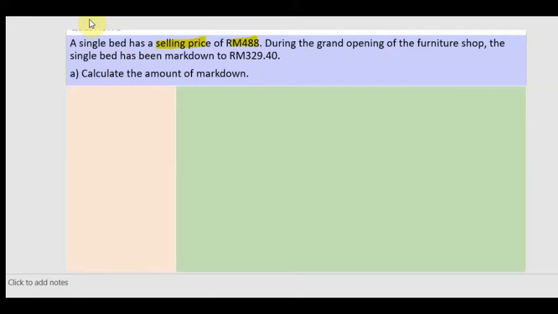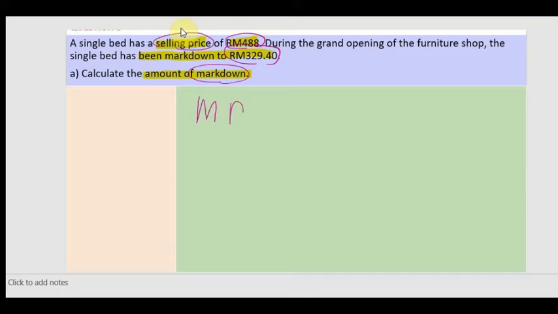During the grand opening of the furniture shop, the single bed has been marked down to 329.4. Calculate the amount of markdown. Okey, untuk soalan ini, given to us, the old retail price is 488 and the new retail price is 329.4. Now find the amount of markdown.